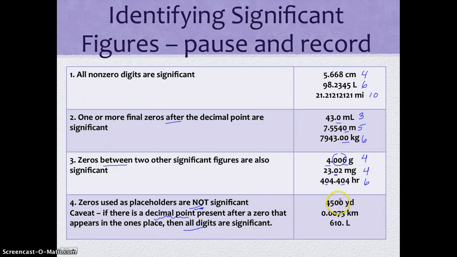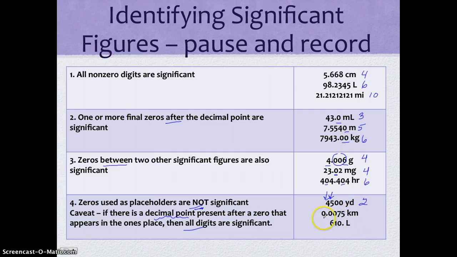Okay, so here we have some placeholders. What this means is that this 4 is measured and it's exact, but what that also means is that since the last 2 zeros are not significant, this 5 is uncertain. So really our measurement could be 4,400 yards or it could be 4,600 yards. But we just can't leave out those zeros. We have to put them in there as placeholders. So what I have here are 2 significant figures. The 4 and the 5 are significant.